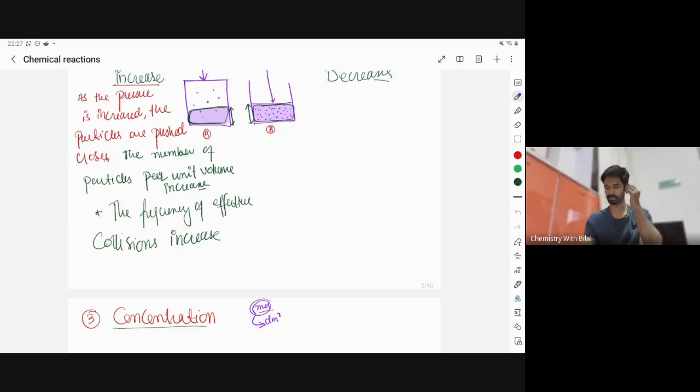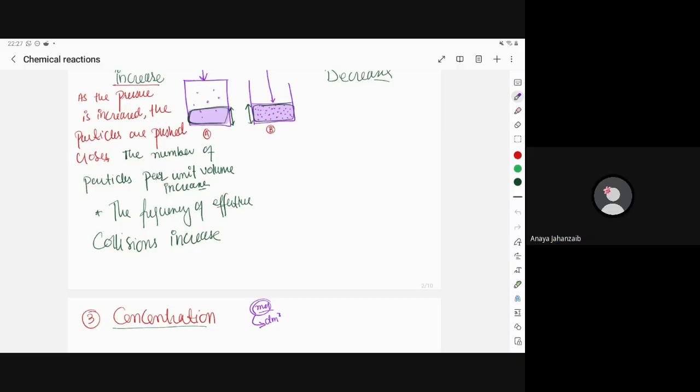I don't know what's wrong with my earbuds. Abhi to theek chal rahe the. Am I still audible? Yes, you're still audible.